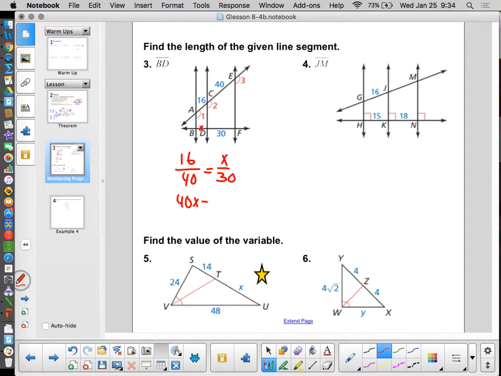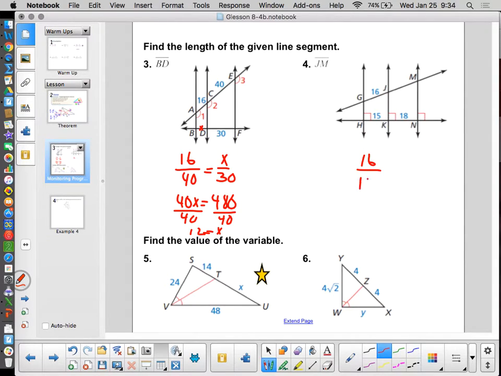So 40x equals 16 times 30. That's a pretty big number. 10 times 30 is 300. 6 times 30 is 180, so that's 480. And divide by 40, and I get x equals 12. Here I can do the same thing.